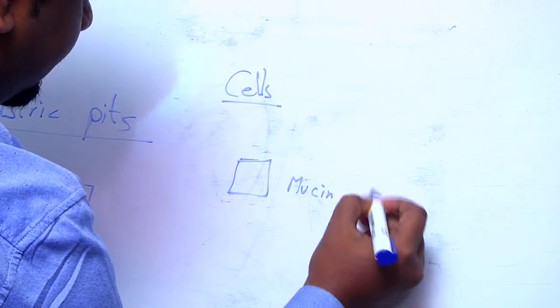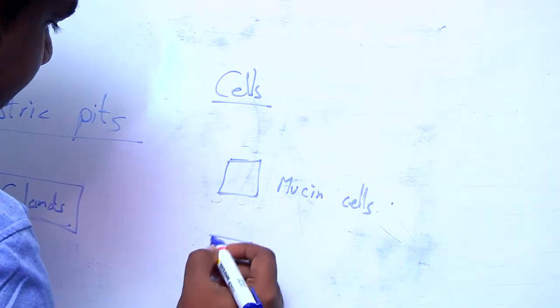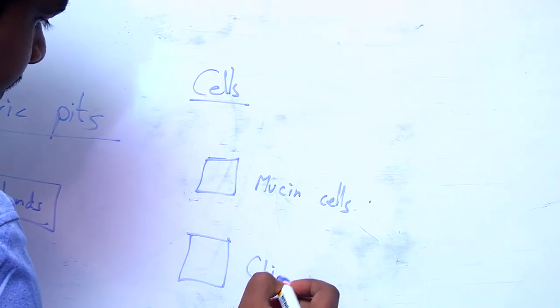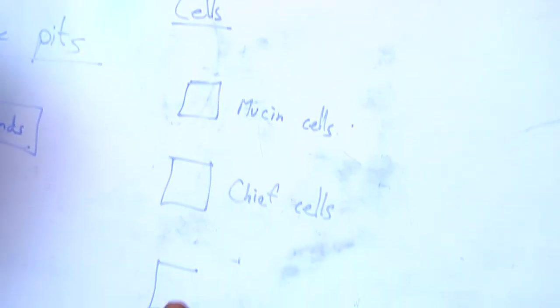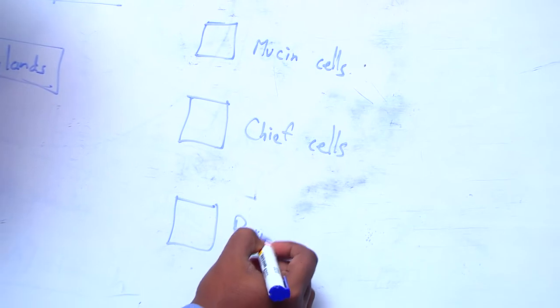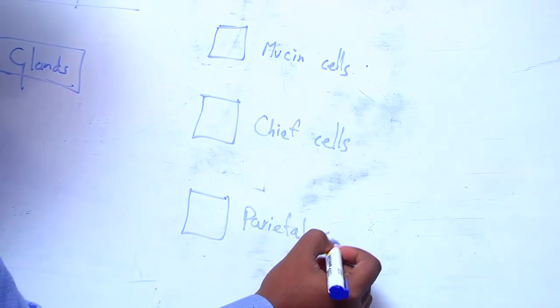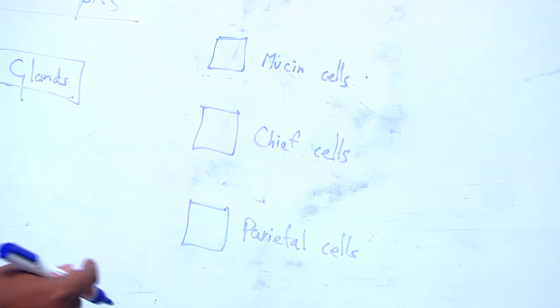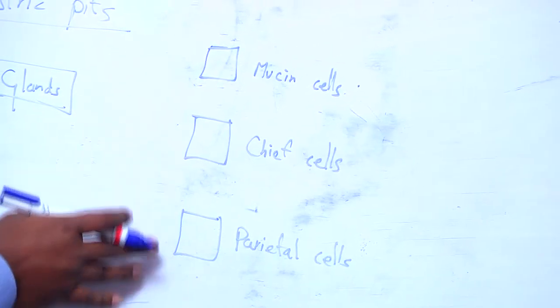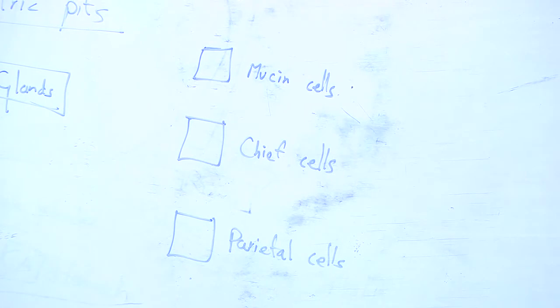So the first important cell in the gland which is present is called the mucin cells. Next cell is your chief cells. Next is parietal cell. Each cell has a separate function. We will see about these three cells, then we will see about the next three cells in detail.